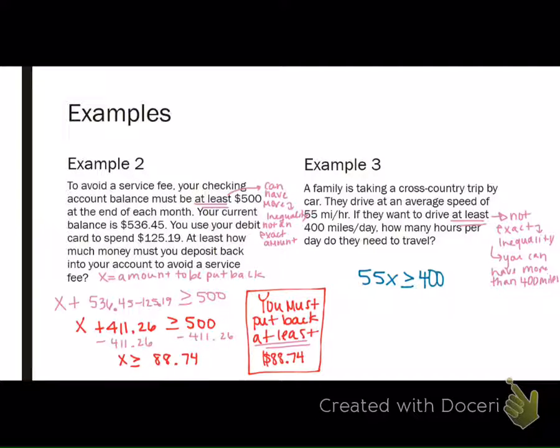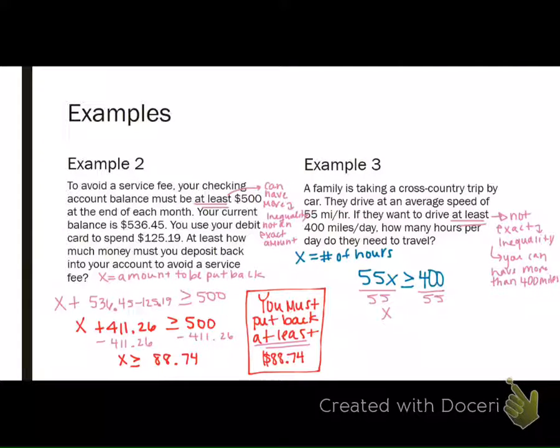What does X represent here? Miles. Hours. Number of hours, right? So we divide by 55. Somebody tell me what 400 divided by 55 is. It's a big number. What'd you get though? 7.27. Can you travel for partial hours? Is that allowed? Oh yeah, you can.